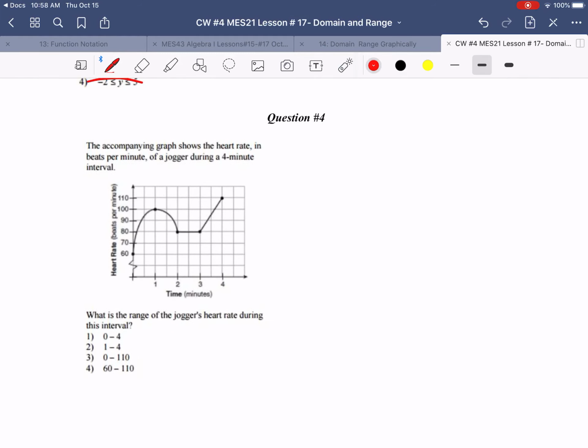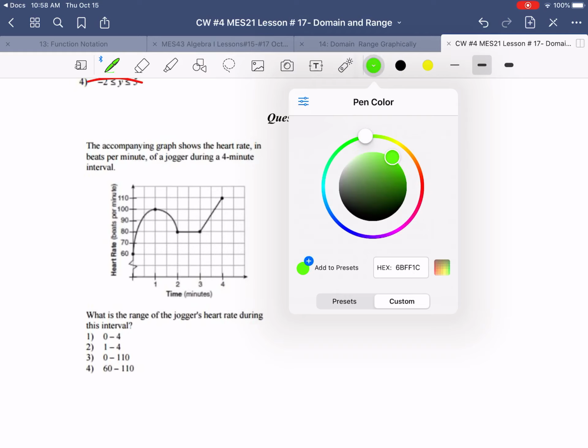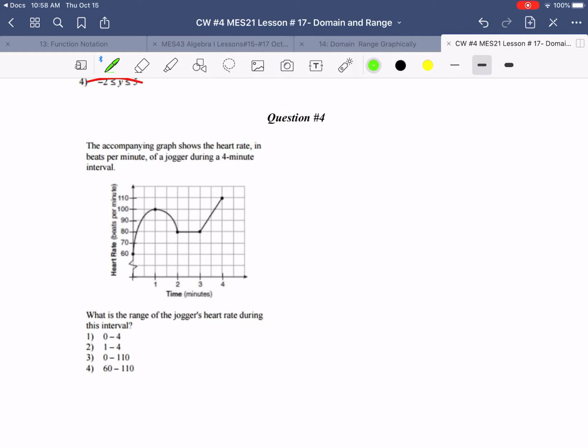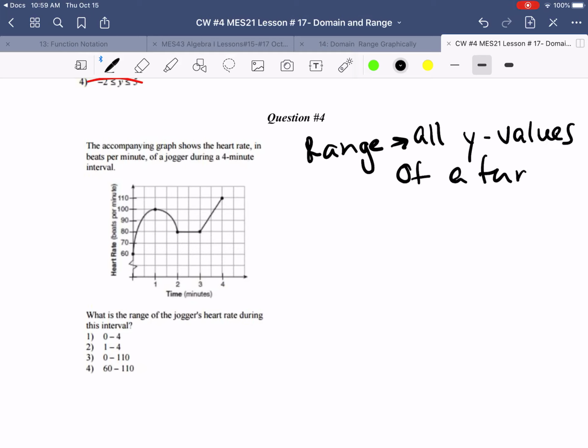So now we're talking about the range. So I'm going to change back to green just to keep the same color. We could use the rectangle method, but we just need the top and bottom of the rectangle, right? Because now they're asking us about range. And in case you didn't get the definition from yesterday, range is all y values of a function. So if you didn't get that definition from yesterday, write it down somewhere in your notebook. And now we're talking about the y-axis.